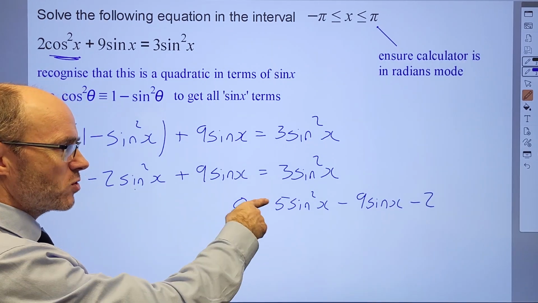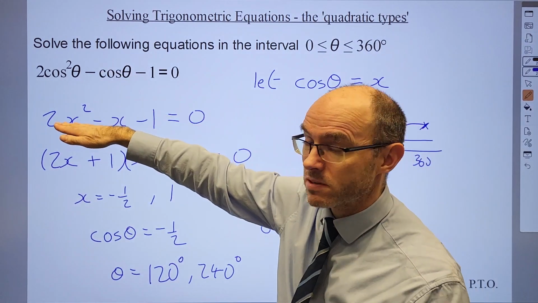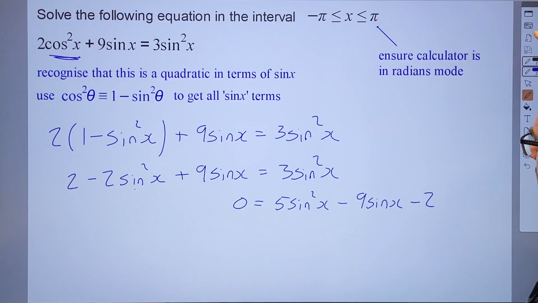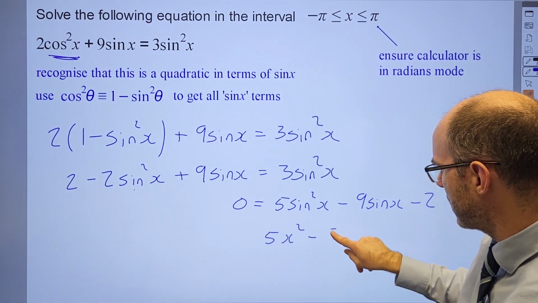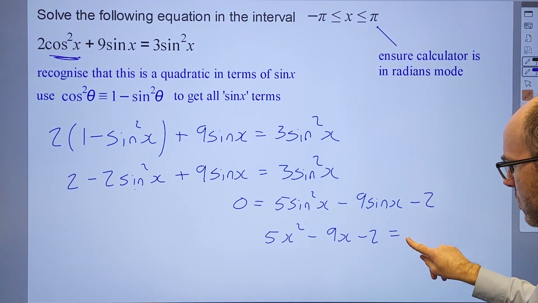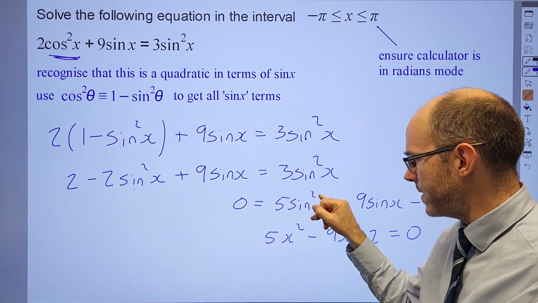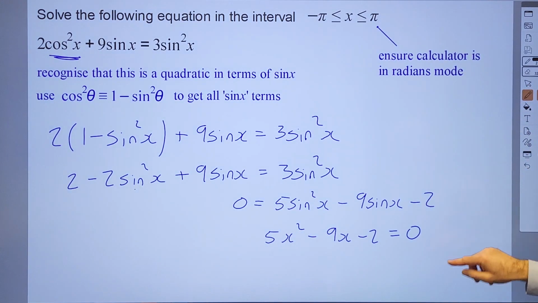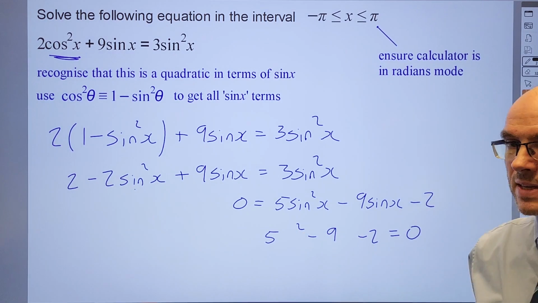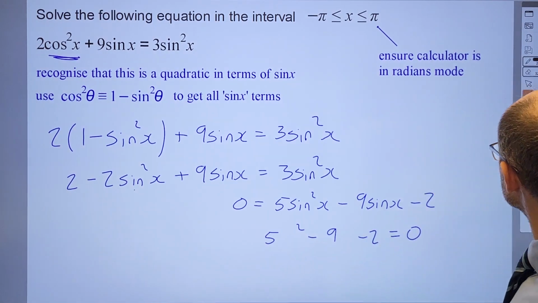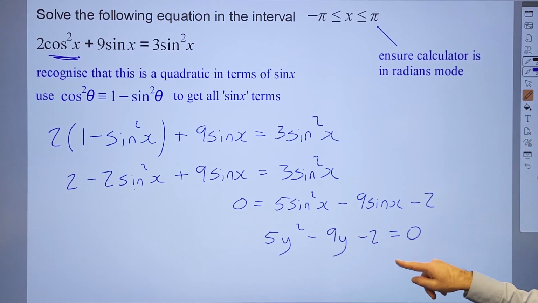Okay, now x has already been used. So whereas in this one, I said look, you can replace this with x, you cannot in this example here. Because if you write 5x squared minus 9x minus 2, it's not the same because x stands for a specific value or set of values, and that's not going to work here. So the general rule is when you replace the trigonometric term, use a different letter. Doesn't matter what letter you use, as long as it's different. So I'll use y. 5y squared minus 9y minus 2 equals 0.